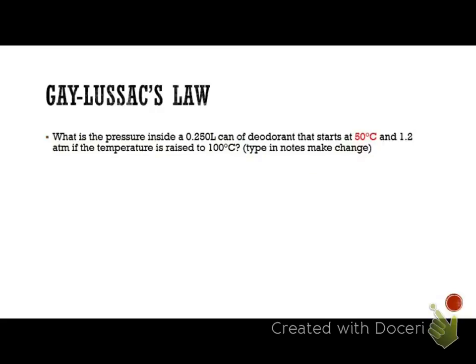This one says, what is the pressure inside of a 2.5 liter can of deodorant that starts at 50 degrees Celsius and 1.2 atmosphere if the temperature is raised to 100 degrees? I have this 50 right here written in red because I found the typo after I sent it off to print, so it was too late. So make sure you make that change in your notes because it actually lists the volume again. In this case, the volume's just going to be extra information because the volume's not changing, so we can just mark it out. We are not going to be using volume.